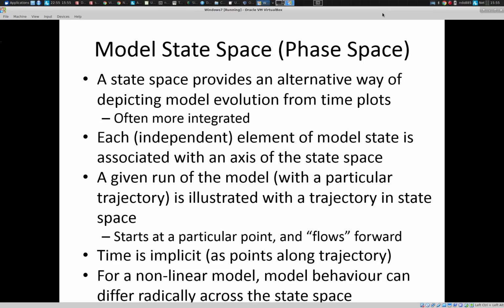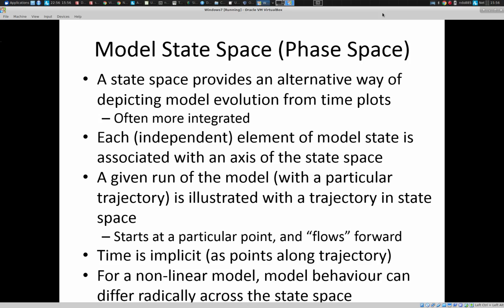Now, one thing we haven't had a chance to look at within this boot camp, which is actually very readily done, is that we can take models and depict what's called a state space of a model. Okay? A state space of a model is a way of depicting the things we've been looking at in time series plots, but with a very different perspective. Rather than looking at data on particular variables over time, we're depicting the current state of the model and how it evolves across multiple variables.